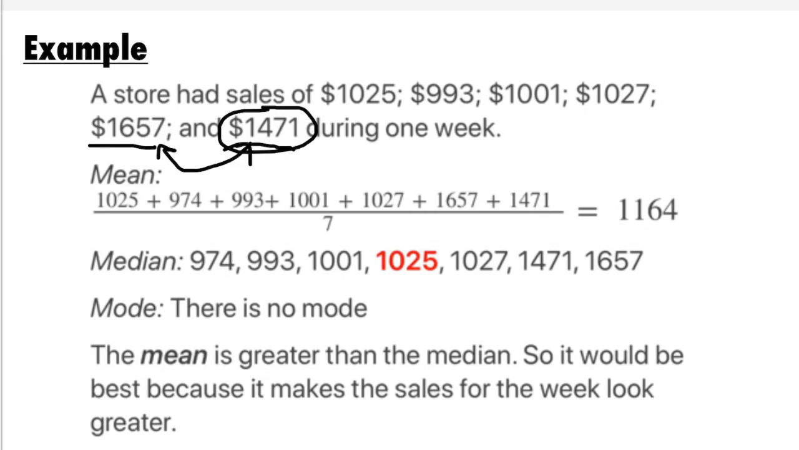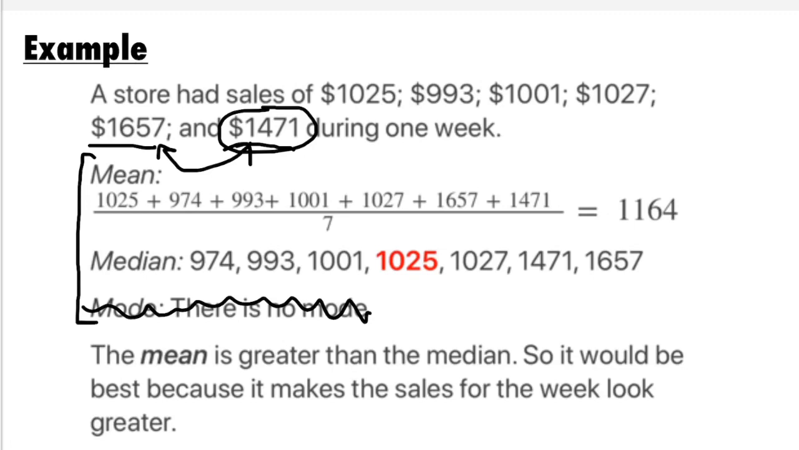So what we do to figure out on this one, which one would be the best measure of central tendency, is we looked at all of them so that it's easier for us to decide which one's best. So we calculated the mean by adding and dividing by 7 because there are 7 days in the week. And we got 1,164. The median is 1,025 and there is no mode. So what we have to do is decide which measure is best for representing this data, mean and median. And so then we have to look at, well, what is this number going to represent?